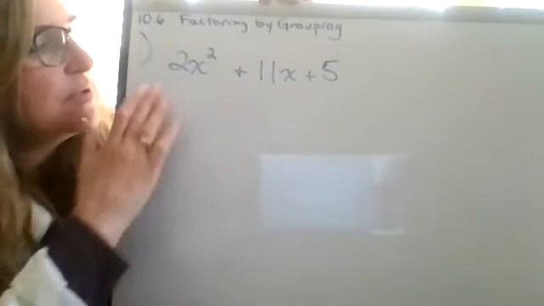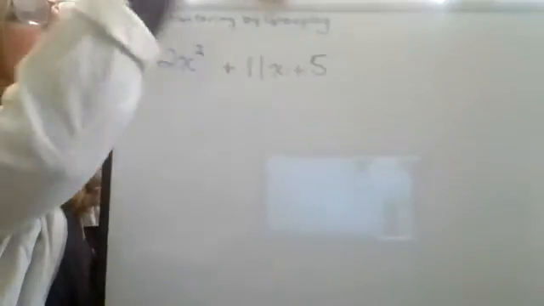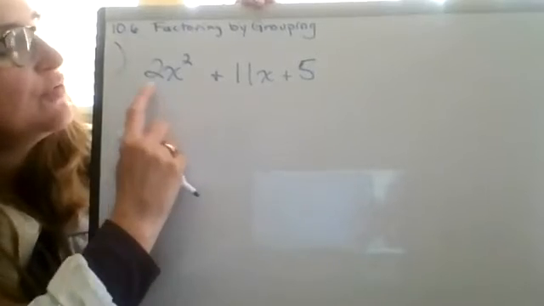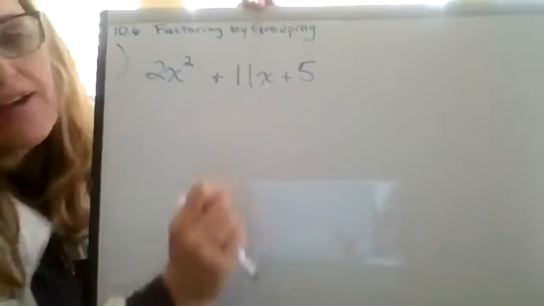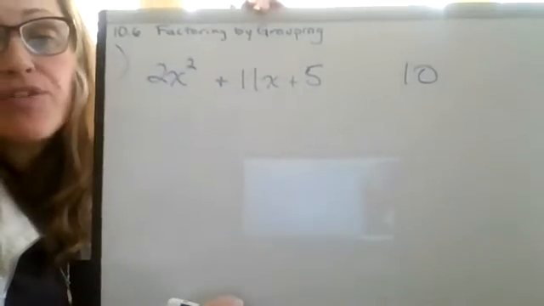Okay, so here's a problem. This is example 1 from 10.6. And the first thing you do in this method is you take your first coefficient, this 2 and the 5, and you multiply them together. So we get 10. And now we're going to find all the factors of 10.